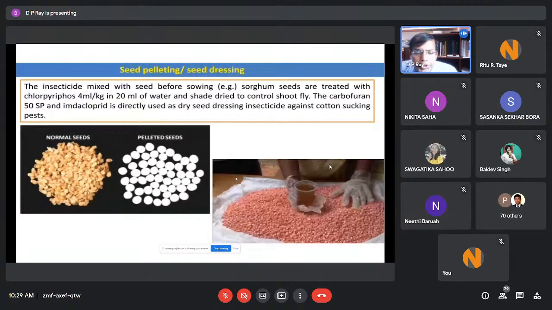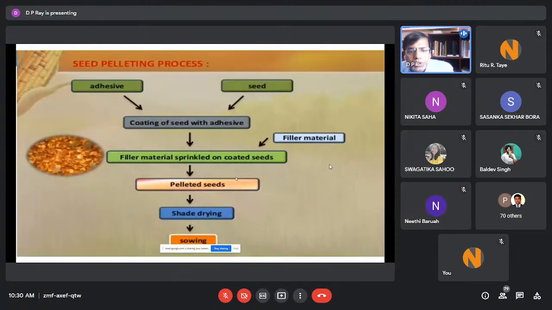You know that protection of seed is very important, as seed dressing and seed pelleting is very important from the industry perspective. So in the seed pelleting process, here I have shown that adhesive and seed, it is coated on seed with the adhesives, and some filler material is added, and filler material sprinkled on coated seeds and pelleted seed, and shade drying will be there, and after shade drying it may be shown.